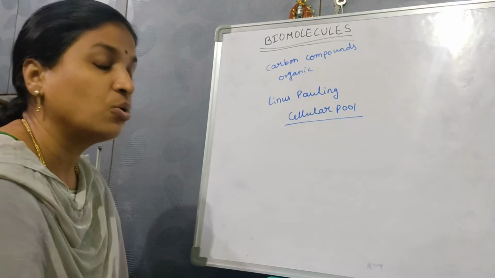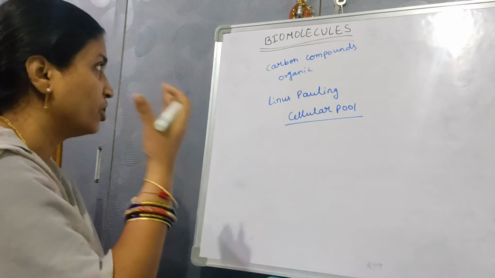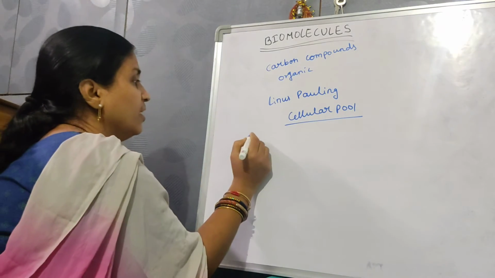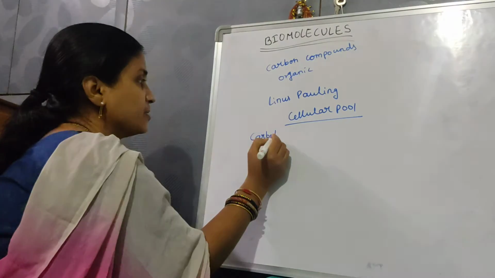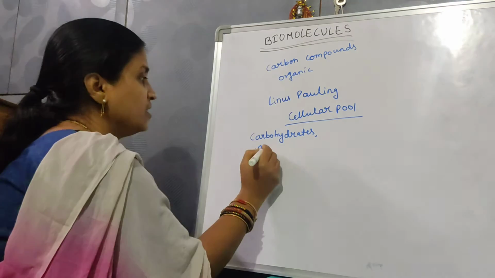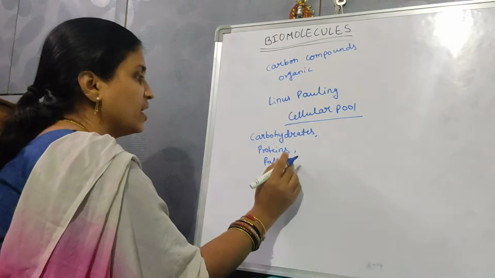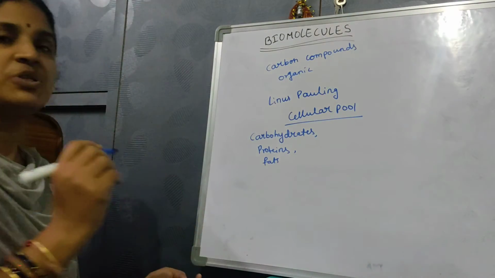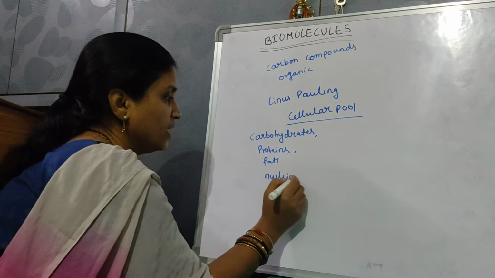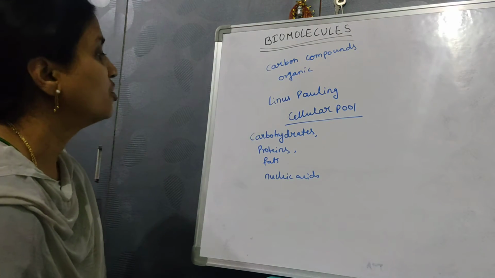So what are biomolecules? You tell me now. What are the general chemical substances, organic compounds or carbon compounds which are present in living organisms? What are they? Carbohydrates, proteins, fats. These are the organic compounds or carbon compounds which are present in the living tissue. And also we can say nucleic acids. So these are the general biomolecules.